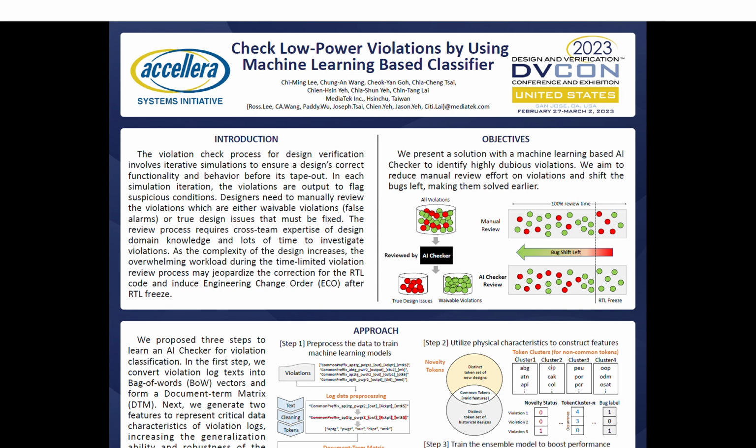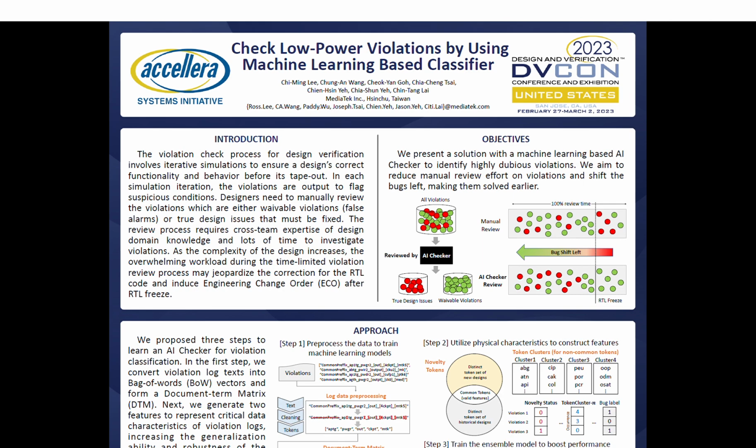The violations in the IC design check flow are composed of text. The words in the signals usually represent certain physical characteristics. These machine learning techniques have the capacity to learn and identify design issues by analyzing the content of violation logs from a vast collection of simulations. We aim to reduce manual review effort on violations and shift the bugs left, making bugs solved earlier.